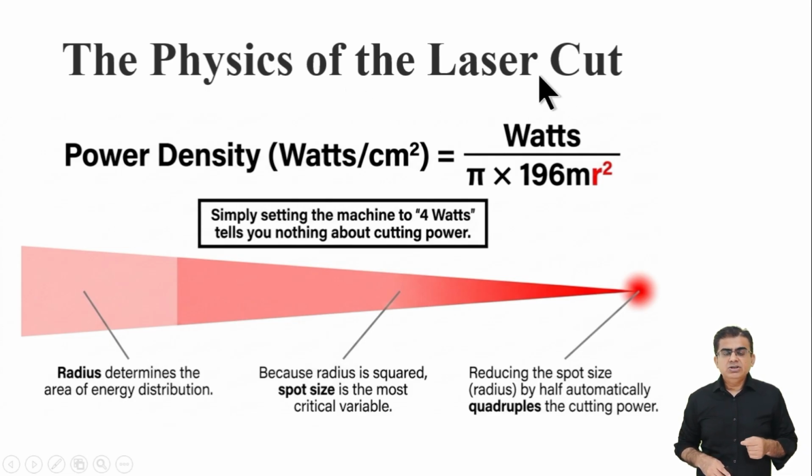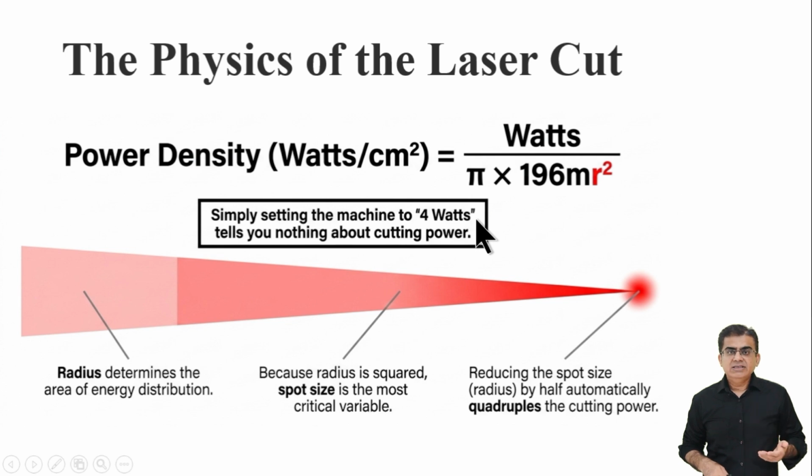Simply setting your machine to 4 watts tells you absolutely nothing about its actual surgical power. The only functional measurement we must care about is the power density. This is defined as the exact concentration of laser power over a specific surface area of human tissue. Look closely at the denominator of the equation. You will notice that the radius of the laser beam is mathematically squared.